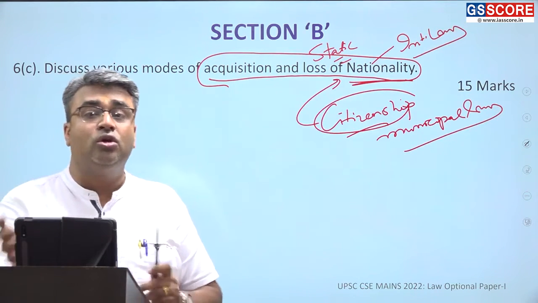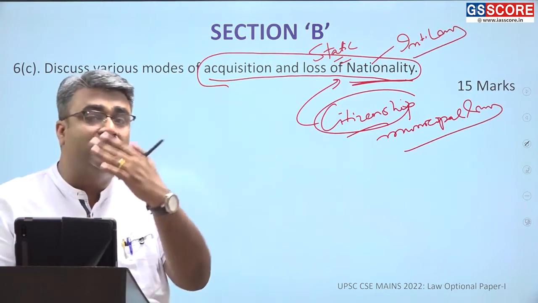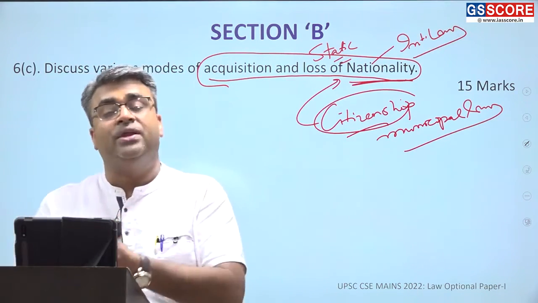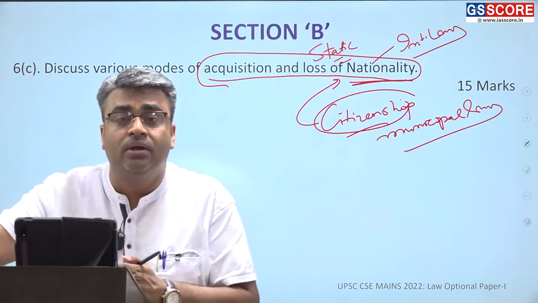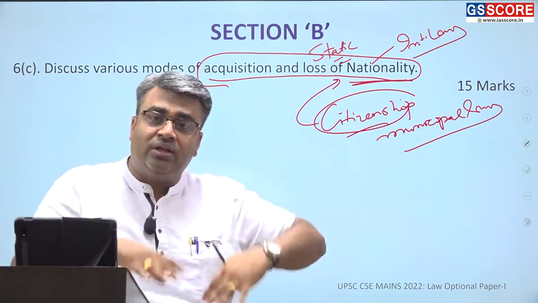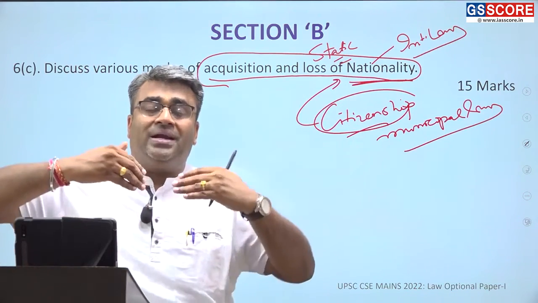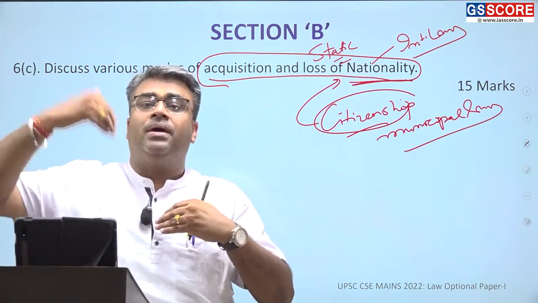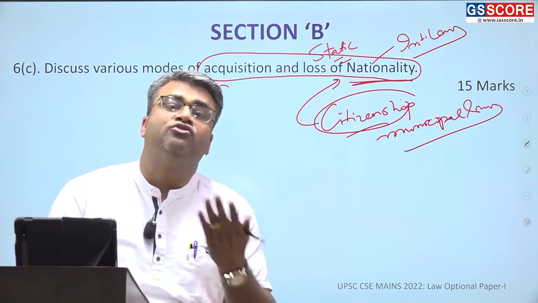Similarly, when we talk about the loss of citizenship, we say loss of nationality by renunciation, termination, deprivation. The three parameters which we apply in citizenship, same thing we apply in nationality. The only difference is at the national level you are a citizen. But if as an Indian I represent myself internationally, I am a national of India. So this is just nationality.